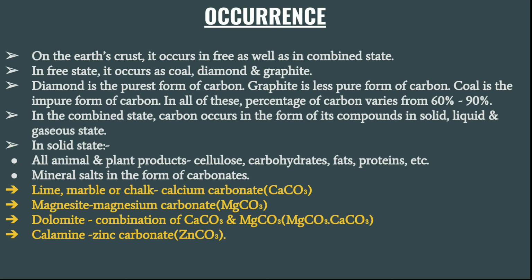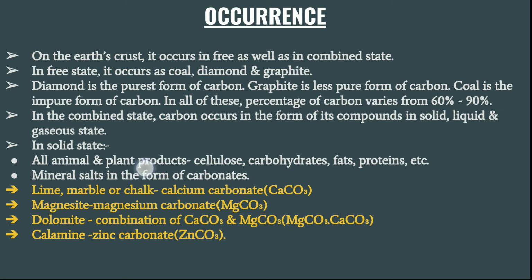What mineral salts in carbonate form do we find? Lime, marble or chalk are calcium carbonate. Magnesite is a magnesium carbonate. Dolomite is a combination of calcium carbonate and magnesium carbonate, with the formula MgCO3.CaCO3. Then calamine is a zinc carbonate.